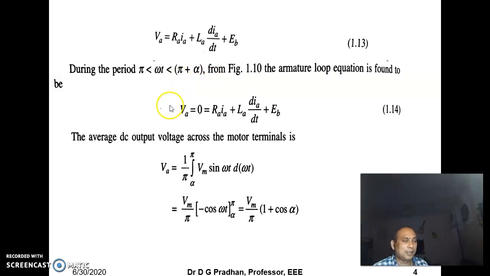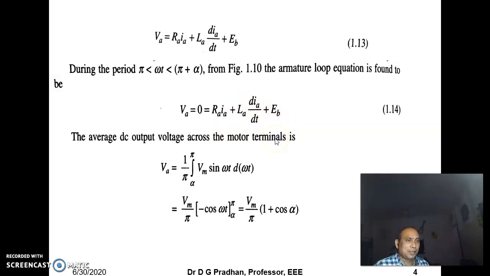Similarly, during the period pi to pi plus alpha, freewheeling is occurring. That means the output voltage will be equal to 0. If you apply Kirchhoff's voltage law, the armature loop equation can be written as 0 equal to IA RA plus LA dIA by dt plus EB.